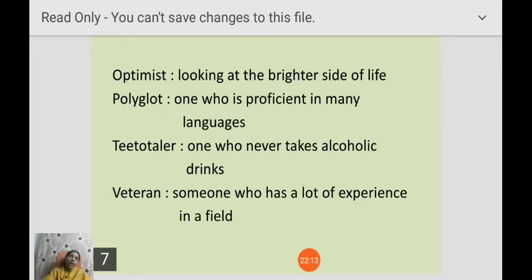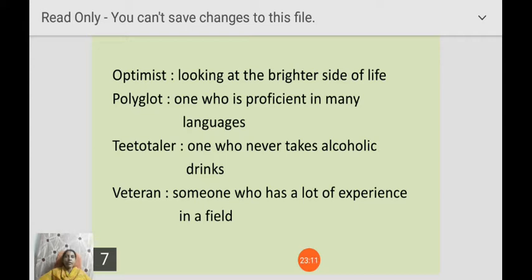For this, there is another opposite word. For optimist, we have an opposite word called pessimist. Pessimist means he looks at the darker side of life. Always he takes a negative attitude toward life. So that is the pessimist. The opposite of optimist is pessimist. Polyglot: one who is proficient in many languages. Proficient means having a skill of knowing many languages. Then we say a polyglot.